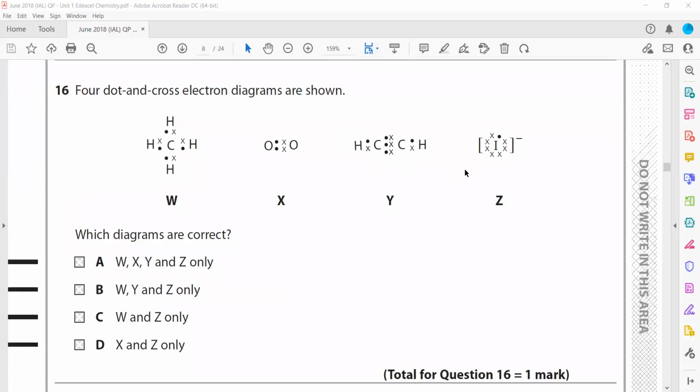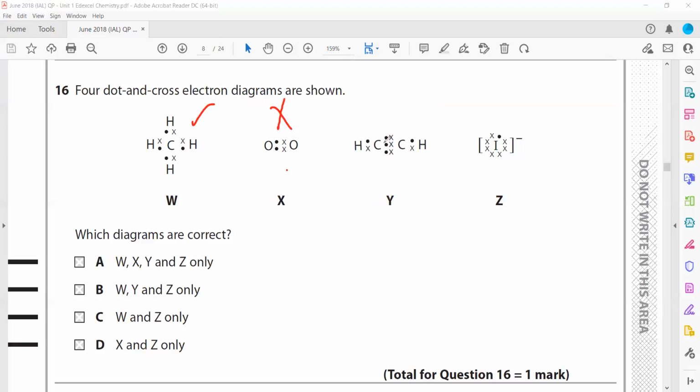Four dot and cross diagrams are shown. Which diagrams are correct? So you have to identify according to sharing. So this one, carbon shares 4, hydrogen shares 1, they are stable. Oxygen belongs to group 6, so it will share 2. But what is missing here? The unshared electrons, they did not draw. Even though the sharing is correct, they did not draw the unshared electrons. So that's why X is not correct.